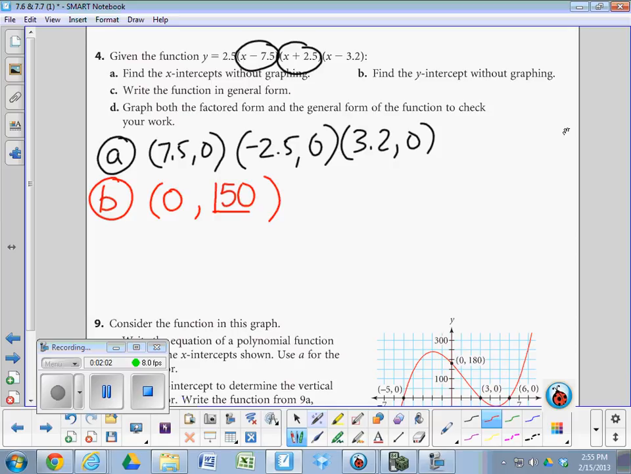Questions on that? In any problem in the world, if they say, what's the y-intercept? Plug in 0 for x and find y. All right? Next.